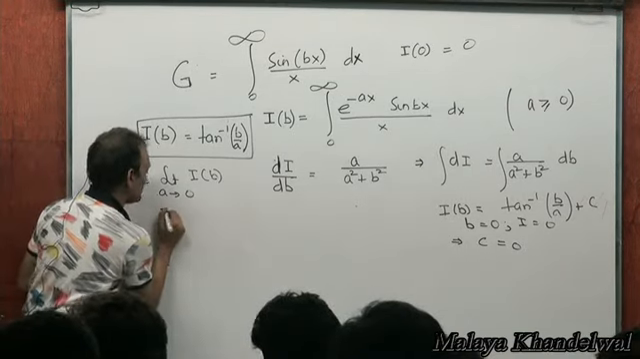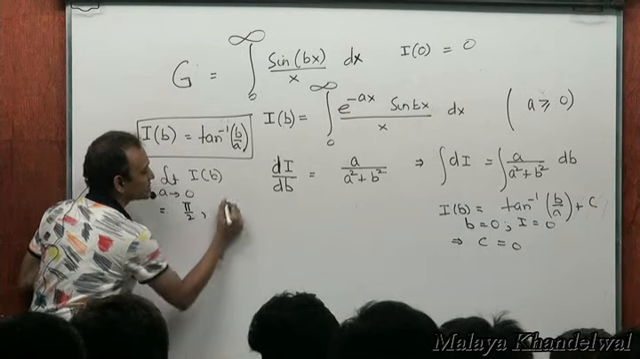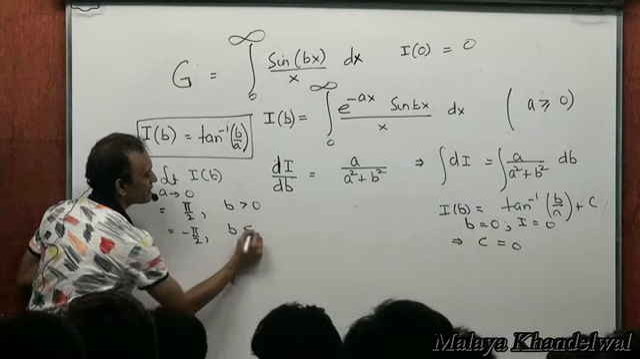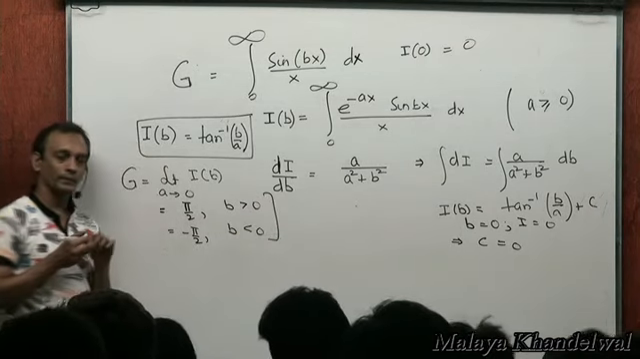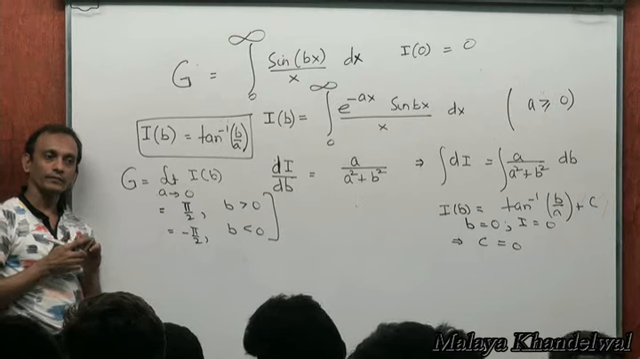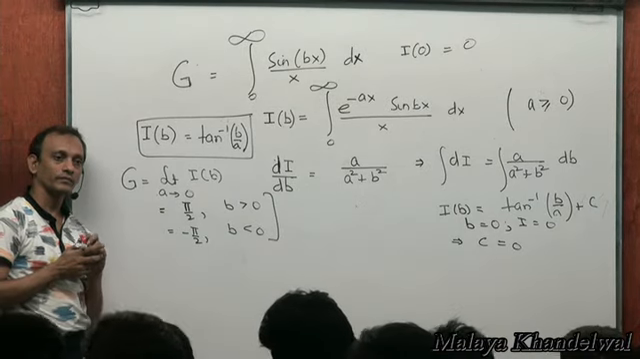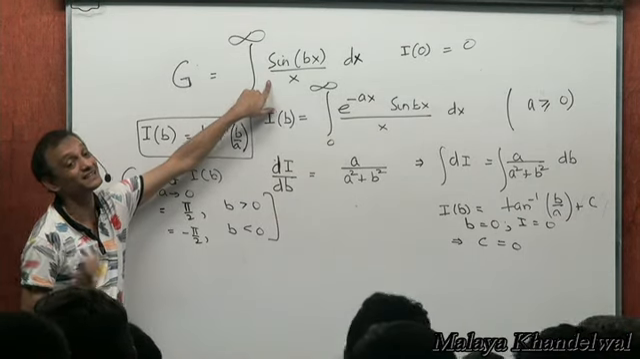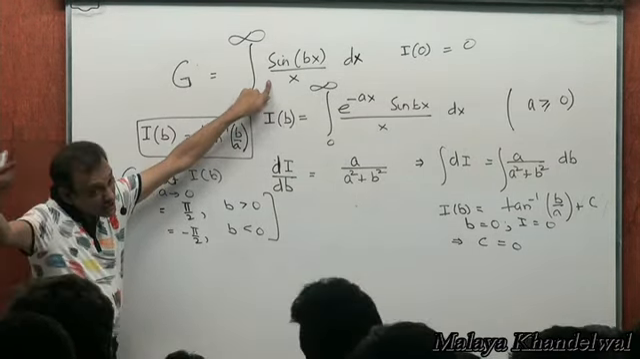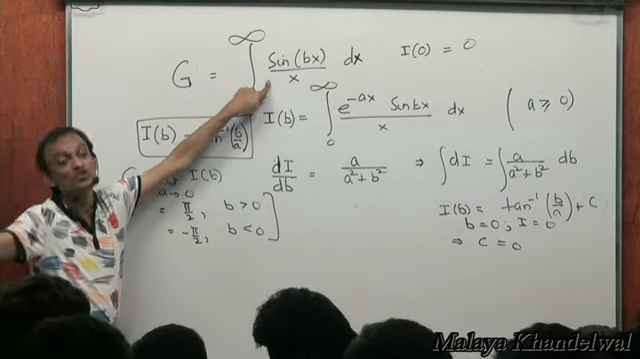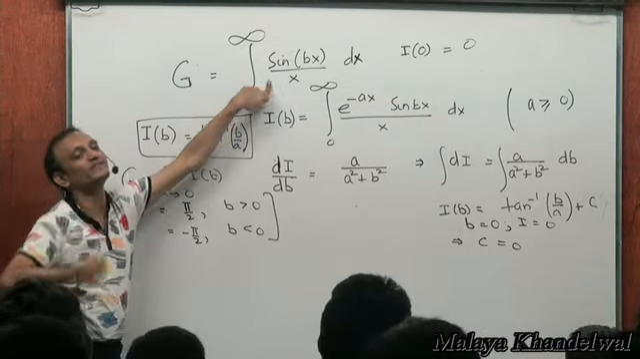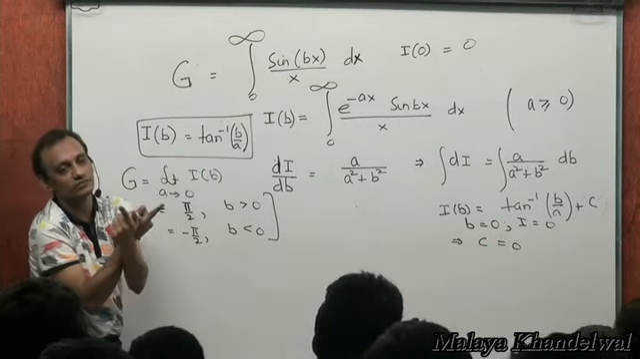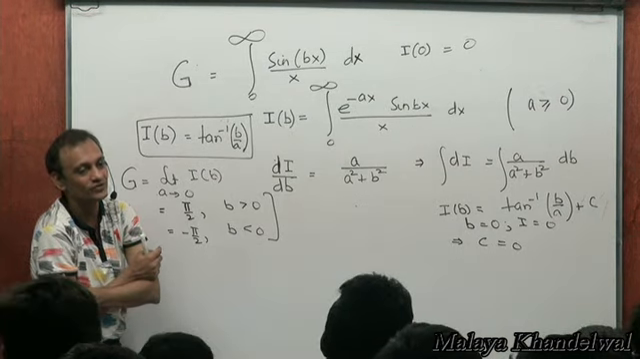That means G will be pi by 2 when b is positive and will be minus pi by 2 when b is negative. So this integral sin bx by x dx from 0 to infinity is either plus pi by 2 if b is positive or minus pi by 2 if b is negative. And of course when b is 0, it's going to be 0. Yes or no?